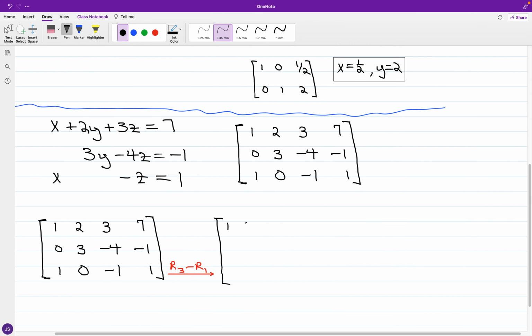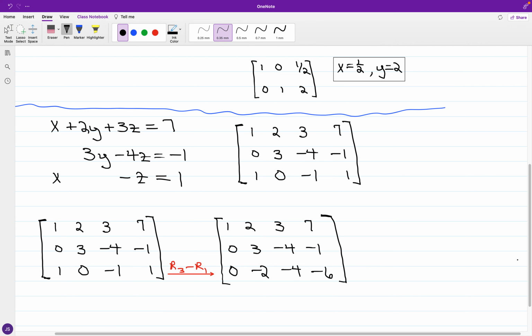I still have the top row 1, 2, 3, 7. Then I have 0, 3, -4, -1. And for the adjustments, I have 1 minus 1 is 0. 0 minus 2 is -2. -1 minus 3 is -4. 1 minus 7 is -6.